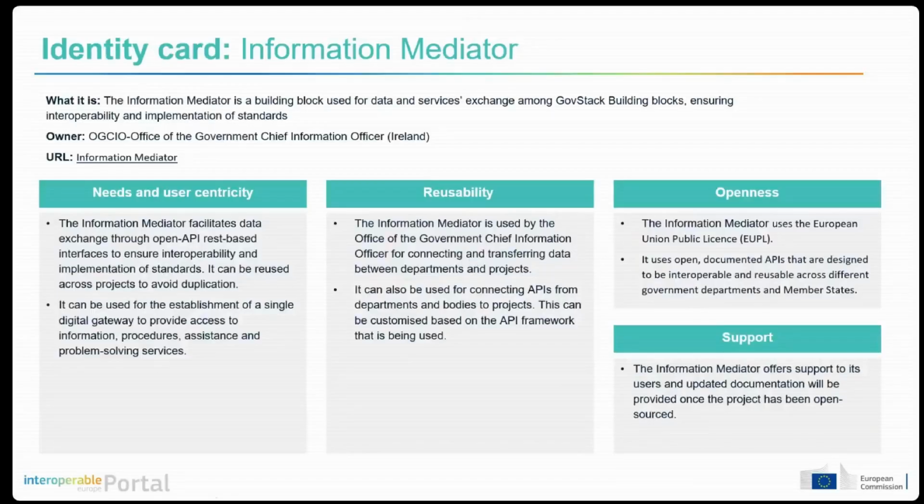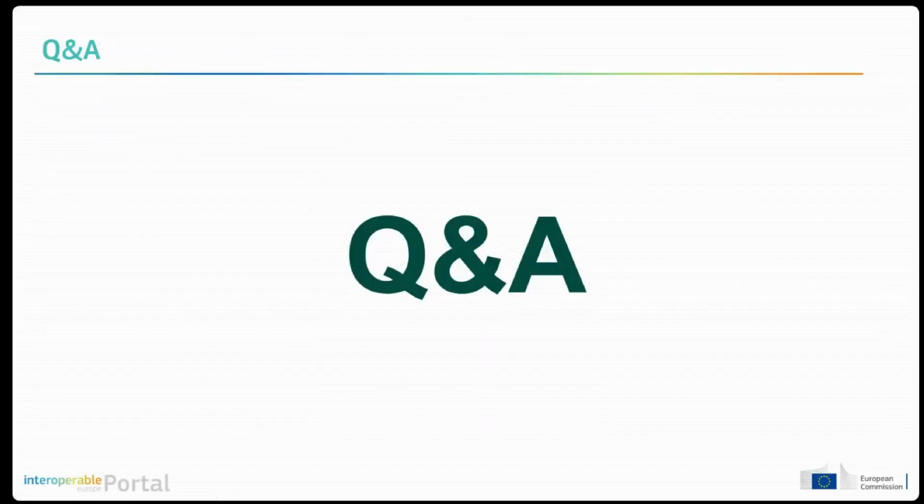This is the identity card for the Information Mediator, which you can revisit later for a summary of the solution. And I think we can go to the Q&A part. Are there any questions from the audience here? You can write your questions in the chat or unmute your mic. Okay, we see one, and we see also a hand, so let me first go to the chat. Is it expected that end users might identify operational bugs, for example, in the processing of citizens' requests?